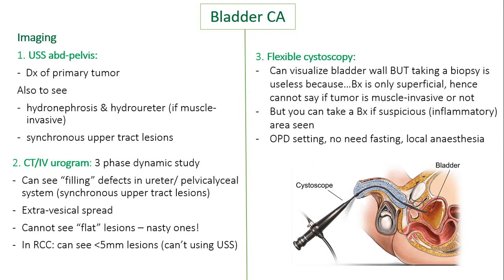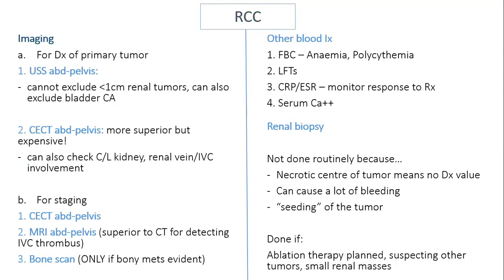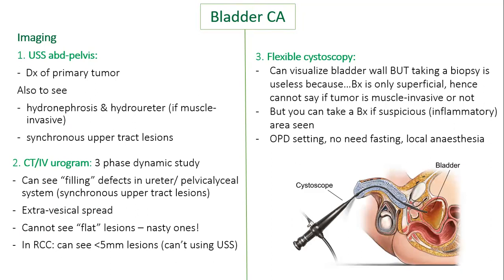Okay, and this one point, you don't need to remember much, but in renal cell carcinoma, sometimes you can see lesions of less than 5 millimeters, which you cannot see in ultrasound. Earlier, remember, we said you cannot exclude less than 1 centimeter. So that small gap you can actually check with a CT urogram. Okay, that's it. Then flexible cystoscopy.